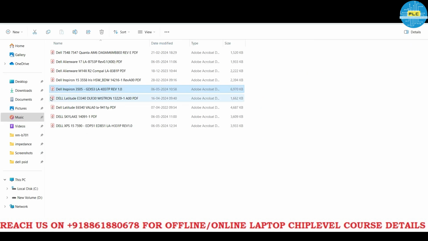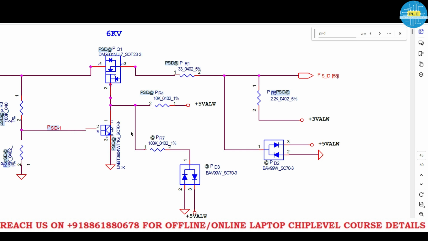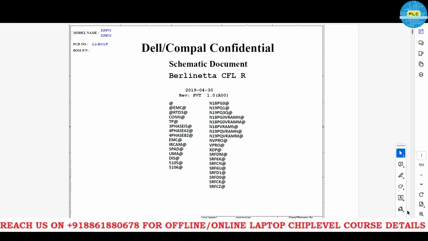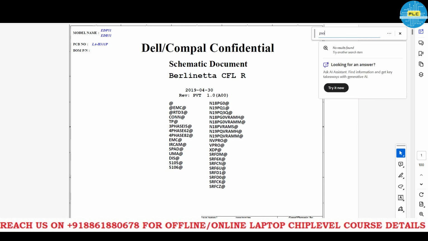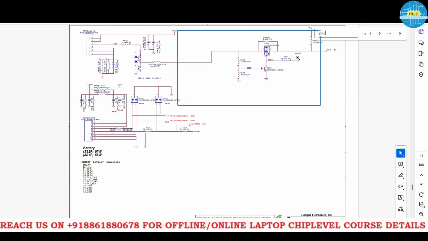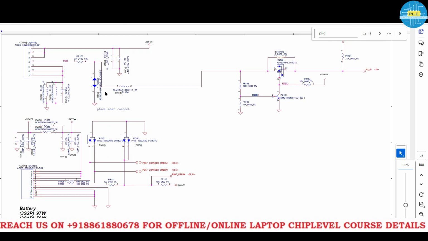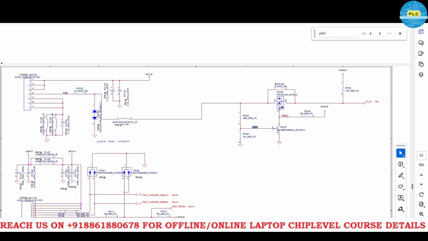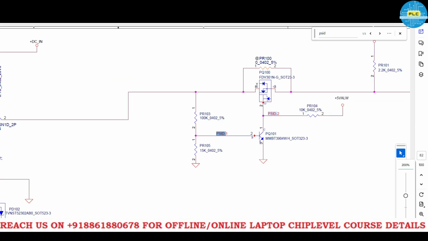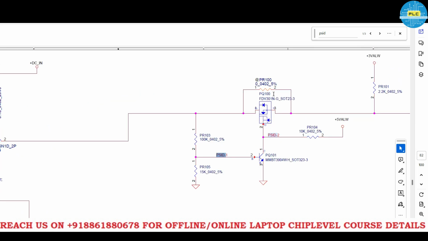So next, I will randomly open an XPS. Here, what is this? Here, search PSID. See, the PSID is showing. Here is a coil. The coil is common, and this circuit is common. For what? To enable this gate voltage. Okay, there is a concept here actually. And next, the 2.2K resistor and the 33 ohms resistor.